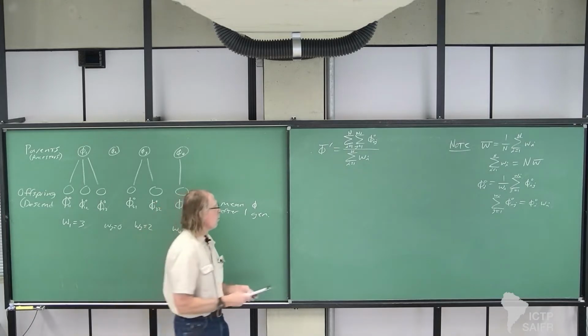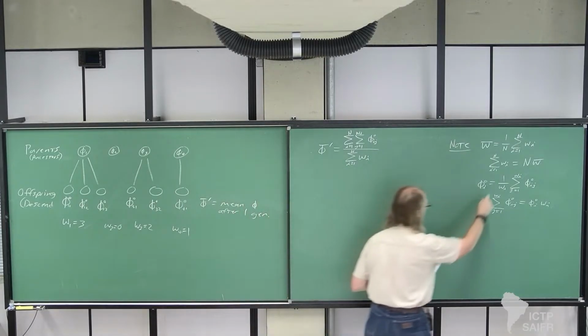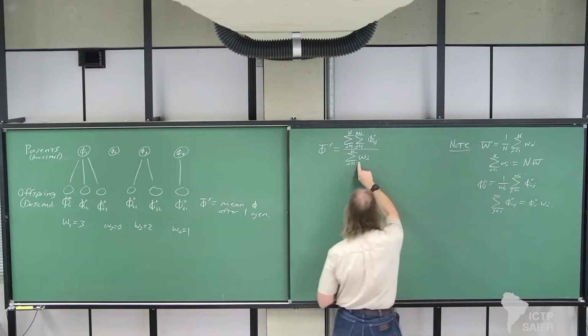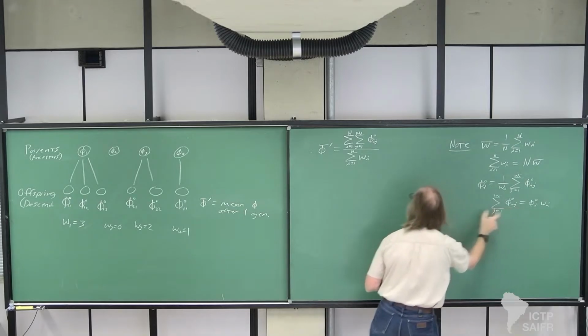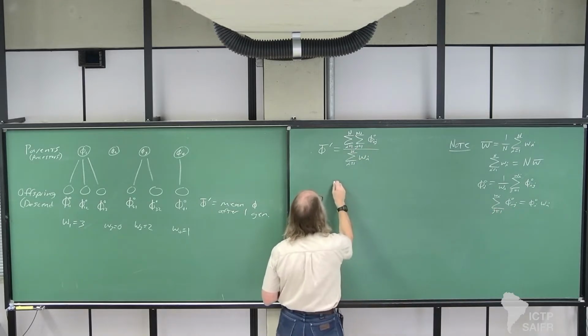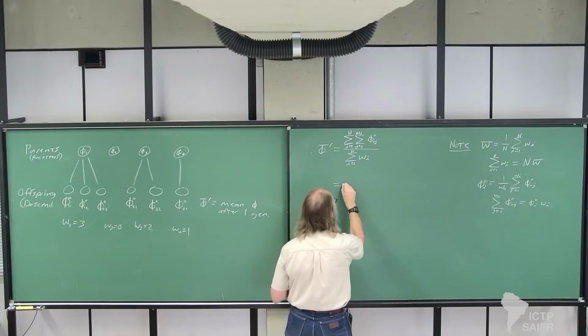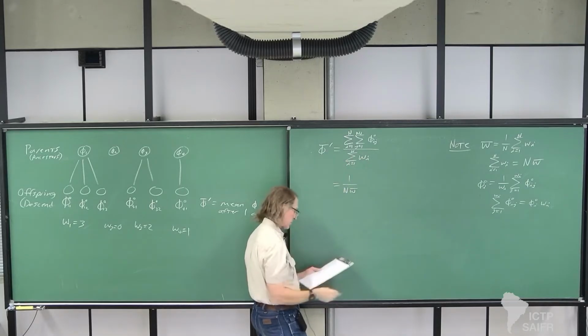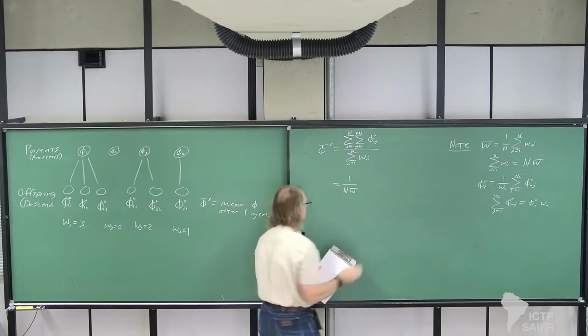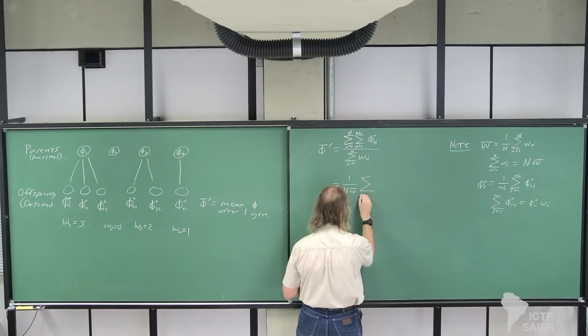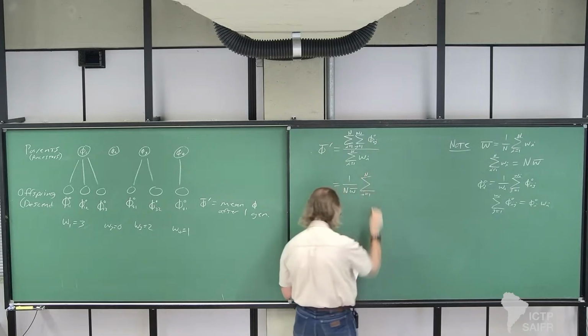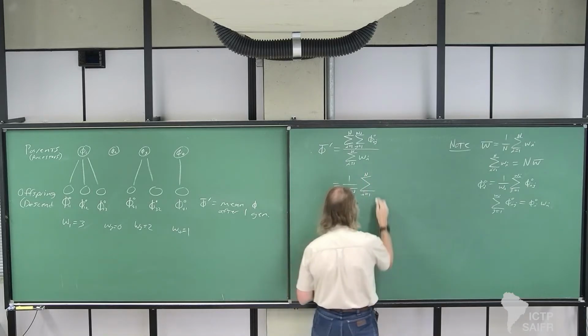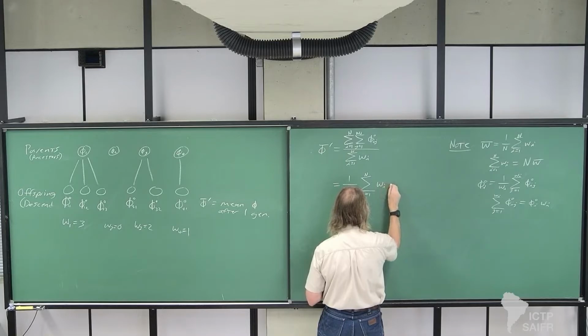So having done this, this summation is my denominator here. This summation is that summation in there. So I can write this as 1 over n w bar, because that denominator is just n w bar, right? Summation i equal 1 to n of w_i phi offspring i.